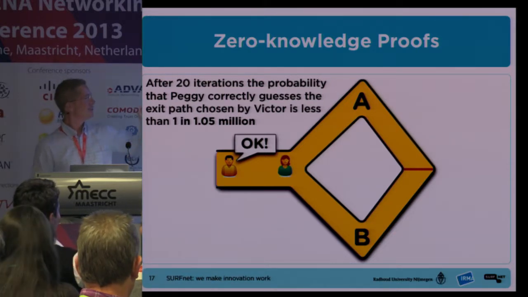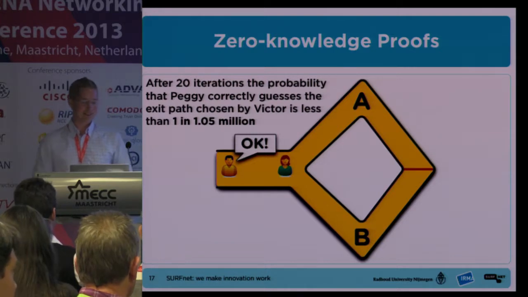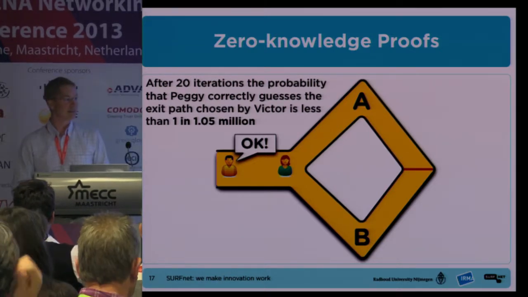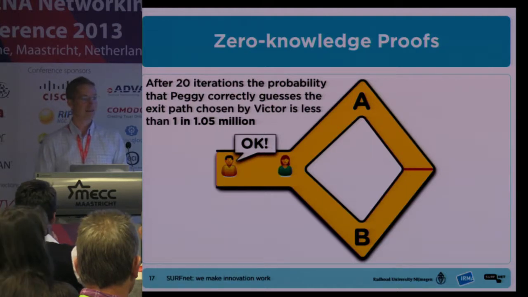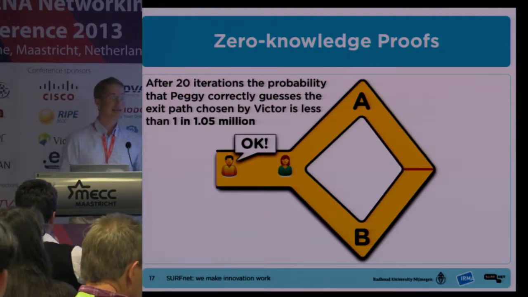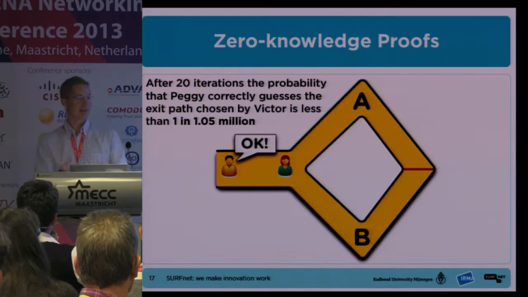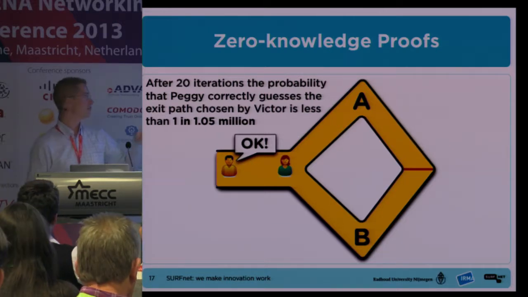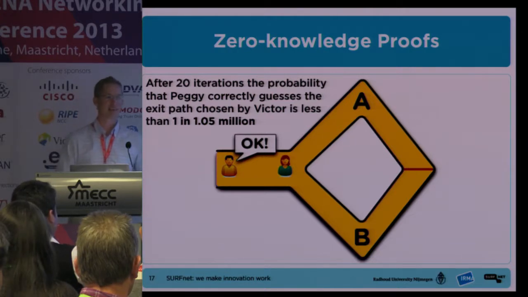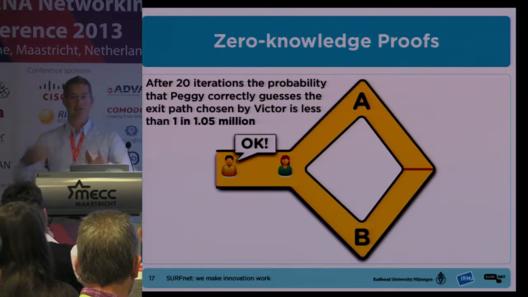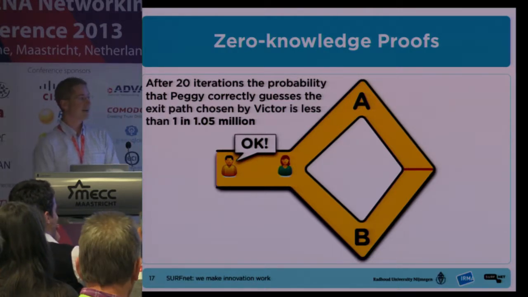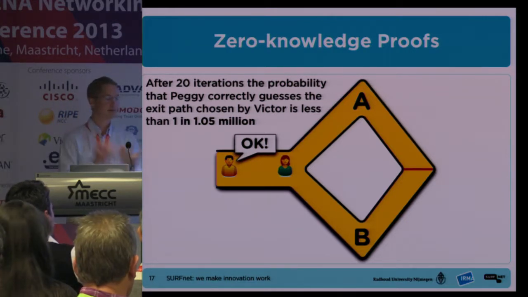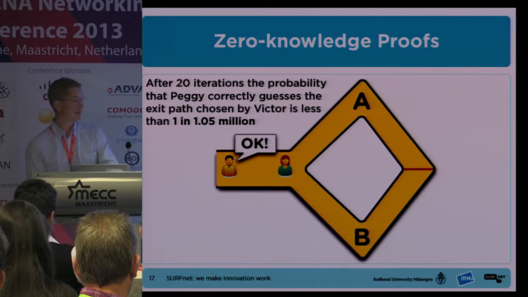Right. So if we play this game about 20 times, then Peggy has a chance of less than 1 in 1 million to convince Victor that she knows how to open the door. And in actual fact, the IRMA-specific implementation doesn't do this 20 times, it does this 2 to the power of 80 times. So even though it's a probabilistic protocol, the chance that the zero-knowledge proof is faked is negligible.